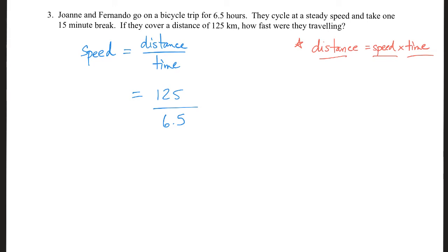And I want you to notice this other piece of information I gave you about them taking a 15-minute break. That meant they were stopped. And so they really weren't traveling for 6.5 hours. They were really traveling for 6.25 hours. Now, you might ask, why did I subtract that off? I would have a bunch of people go, yeah, but 6.5 minus 0.15 equals, and we have to be very careful.